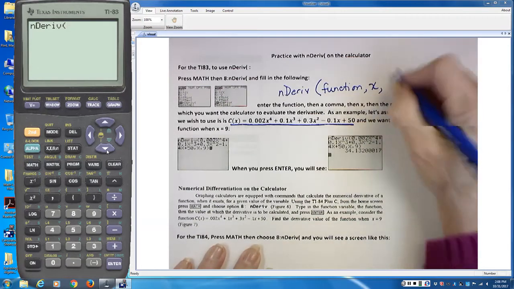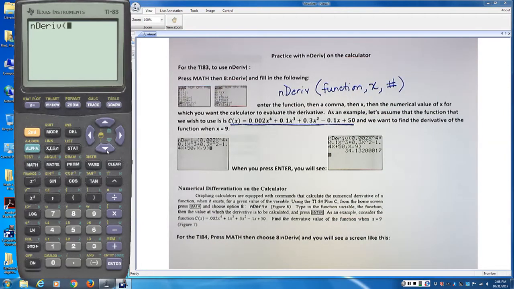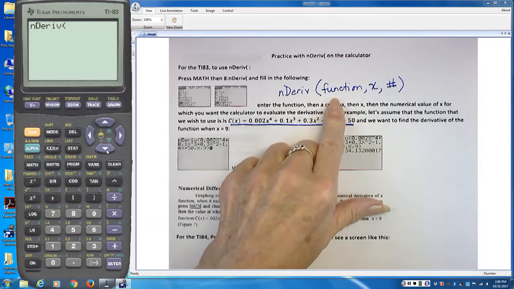And then you're going to give it the actual number that you want to find the value of the derivative at. It's not going to find the formula for it. You cannot use this process to find the formula for the derivative. You have to do that on your own. But you can use this to plug a number into the correct derivative formula so that you don't mess up the arithmetic.